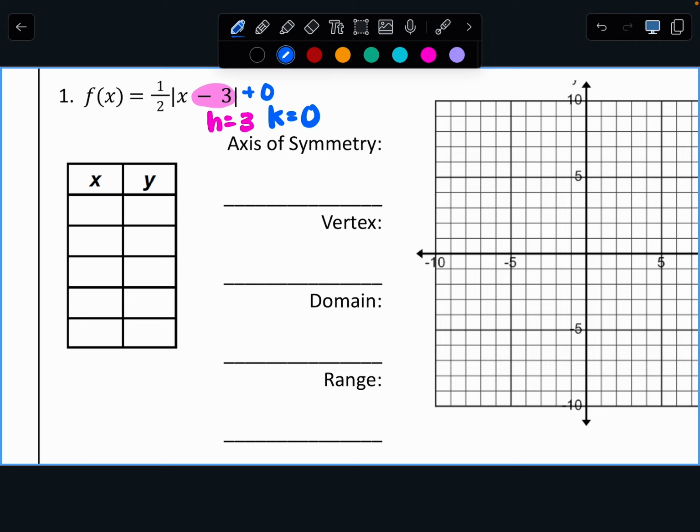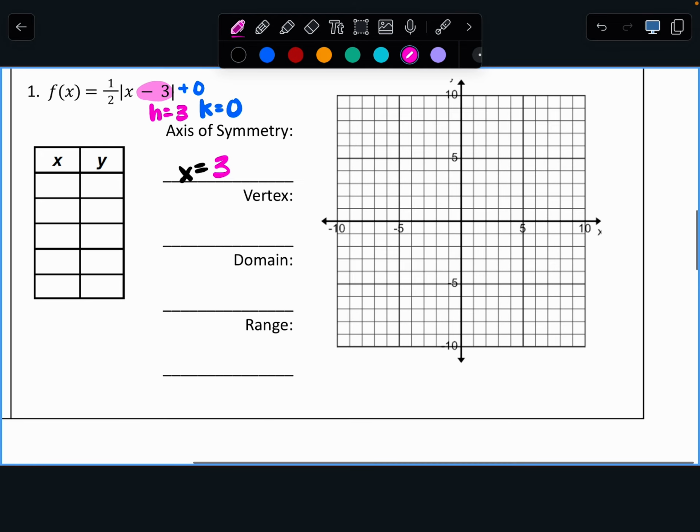So my axis of symmetry is x equals 3. I am going to go ahead and draw my axis of symmetry at x equals 3. My vertex is 3, 0. So 3, 0, that should be right on your axis of symmetry. And this goes into the table in the middle. The two x's to the left of that are 2 and 1, and the two x's to the right are 4 and 5.